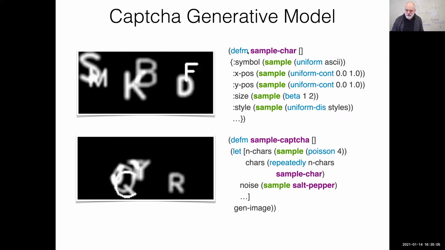Don't worry that this is a defm rather than a defn. That happens to be an Anglican function, doesn't really matter. You apply some noise, and then you do some other stuff to basically generate the image, and you generate the image, okay? Fine.